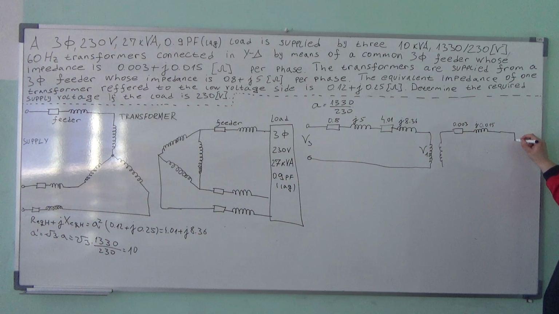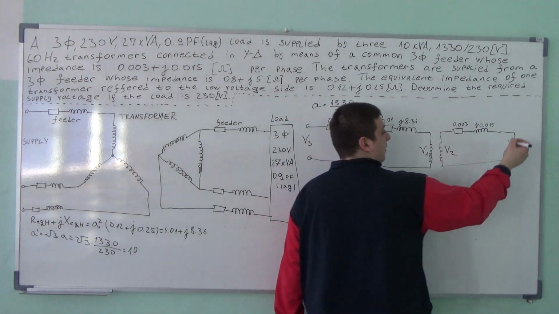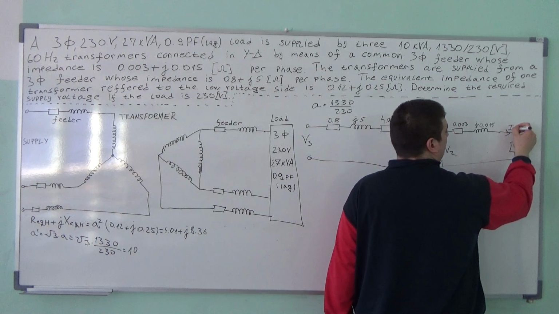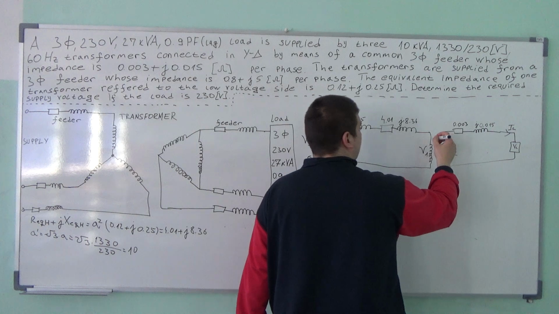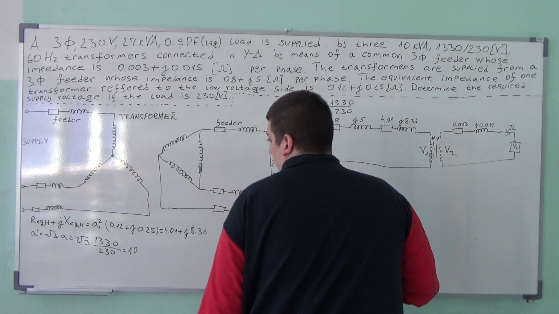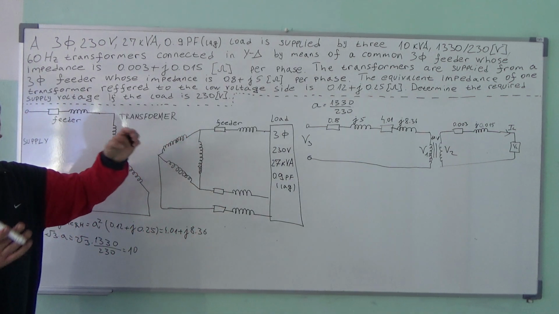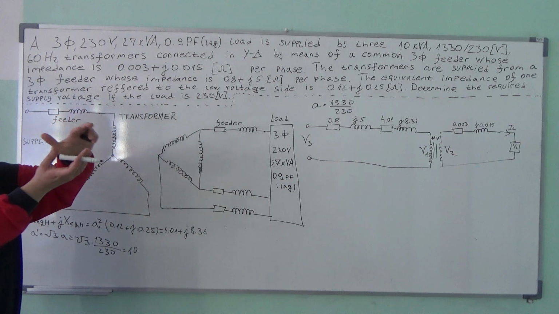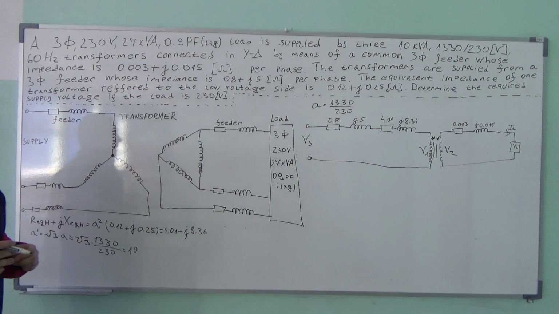And there is a load connected with a voltage VL. Here we have V2, and there is a current IL, the load current. And the transformer ratio is 10 to 1. So we connected this to a Y, and now this is the schematic for one single phase.